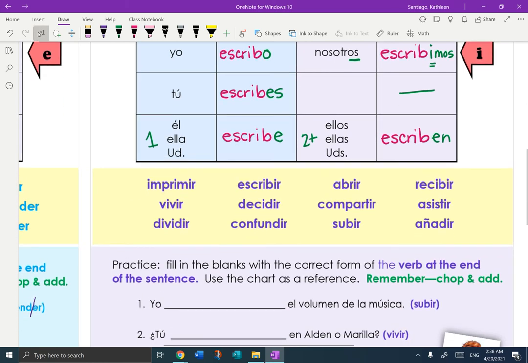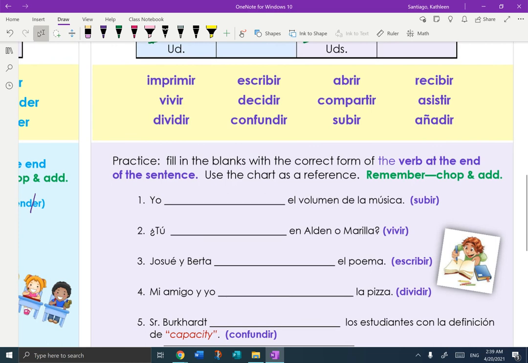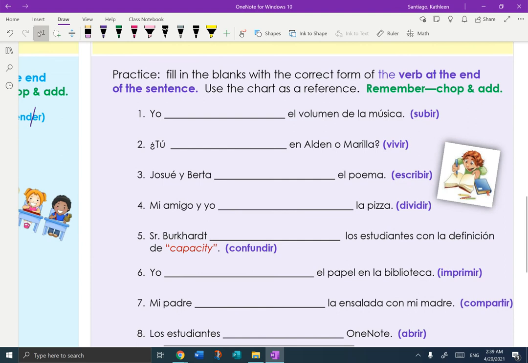Okay, one more time. The verbs are imprimir, vivir, dividir, escribir, decidir, confundir, abrir, compartir, subir, recibir, asistir, and añadir. Okay, we've got up on the chart: escribo, escribes, escribe, escribimos, escriben. Practice. Fill in the blanks with the correct form of the verb at the end of the sentence. Use the chart as a reference. Remember to chop and add. Now remember the verb is changing. Subir, vivir, escribir, dividir, confundir, imprimir, compartir, abrir.